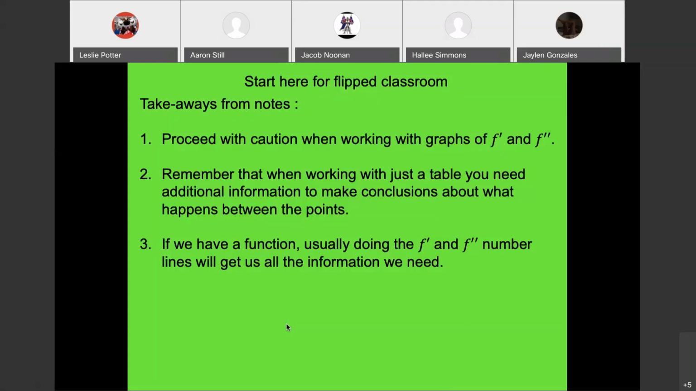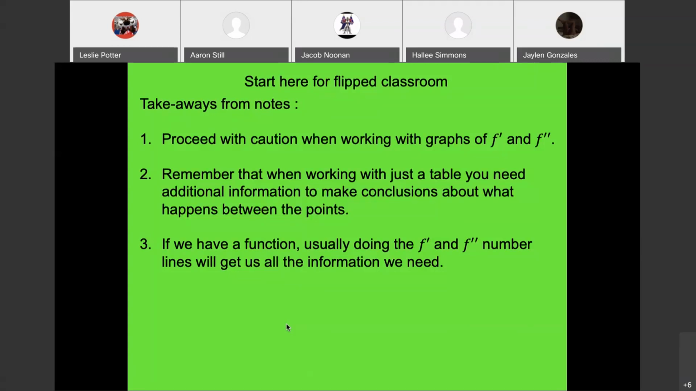And then the third takeaway, if we have a function, usually doing the derivative and the second derivative number line gets us a ton of information. From there, we should actually be able to sketch the graph. Basically, we're going to work on that after break. But that gets us a ton of information. That's why we have you do that over and over and over. So get that process down and be meticulous.